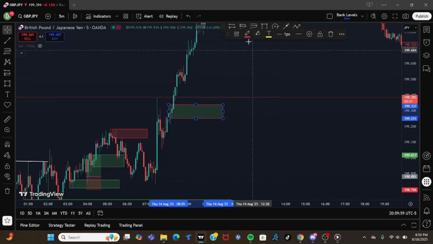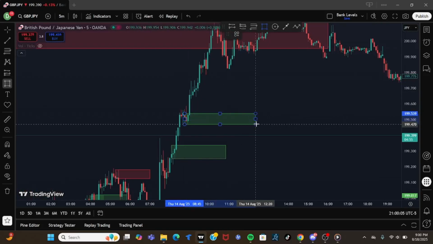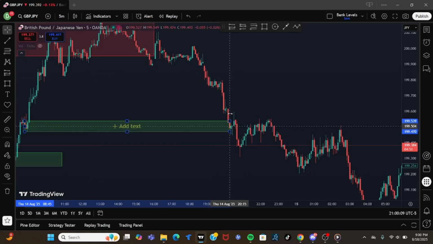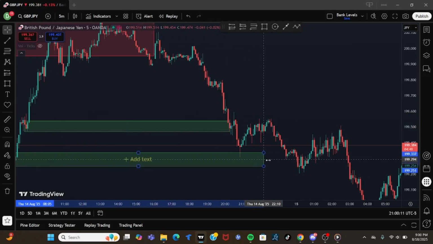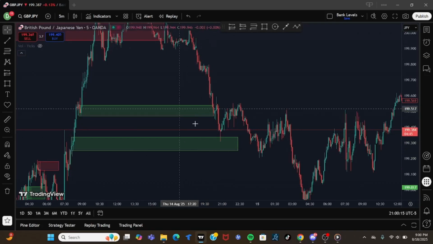Look at that. None of the zones, the price never came back. Like, it probably came back. Yeah, it came back over here, but oh, invalidated. Oh, this one was respected. So you see, this is why you want to go with the trend.